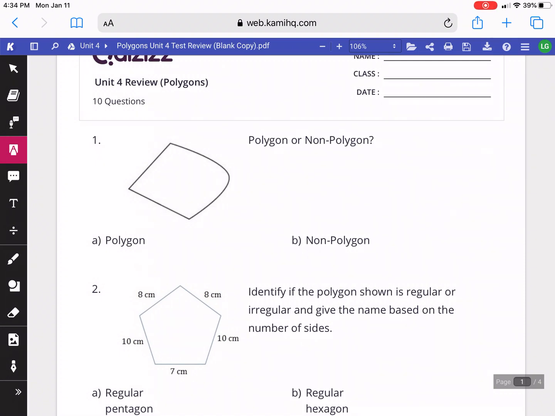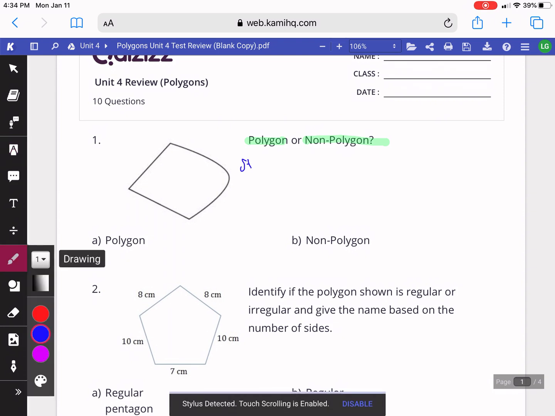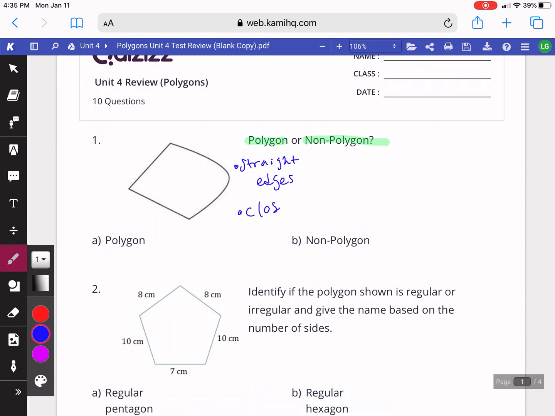This video is going to review Unit 4 polygons for your Unit 4 test. So number 1 is asking whether or not this figure is a polygon. If it's a polygon, it has to meet two criteria. It has to have straight edges and it has to be closed. In other words, all the edges are connected.